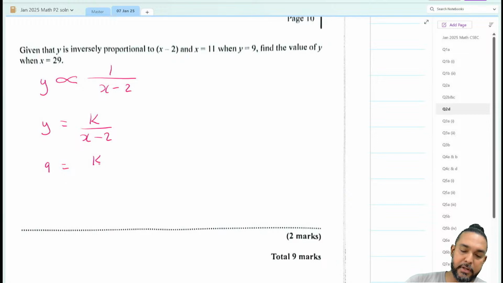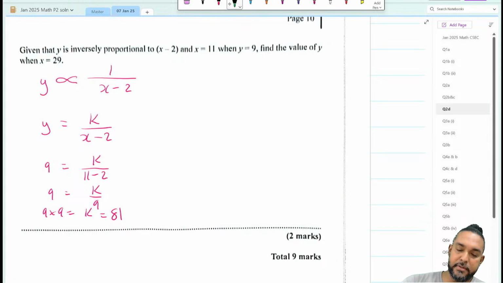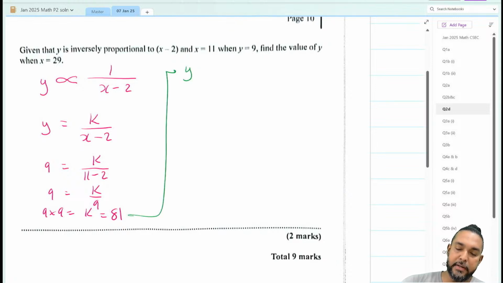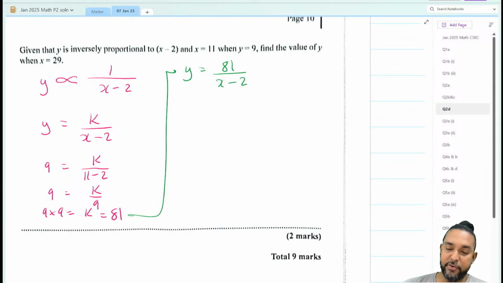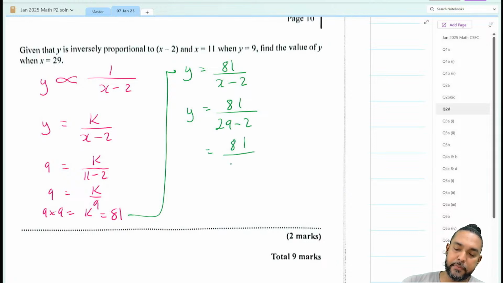So that's equal to k over 11 minus 2. So 11 minus 2 is 9. So 9 is equal to k over 9. So when you multiply 9 by 9, we get the value of k as 81. So what this therefore means is that y is equal to 81 over x minus 2. And they want the value of y when x is 29. So y would be equal to 81 over 29 minus 2. Now 29 minus 2 is 27. And 81 divided by 27 is 3.